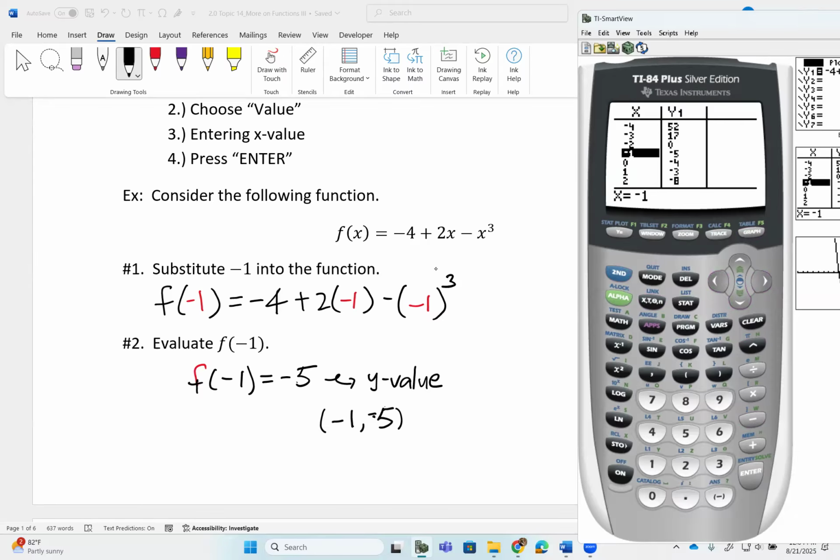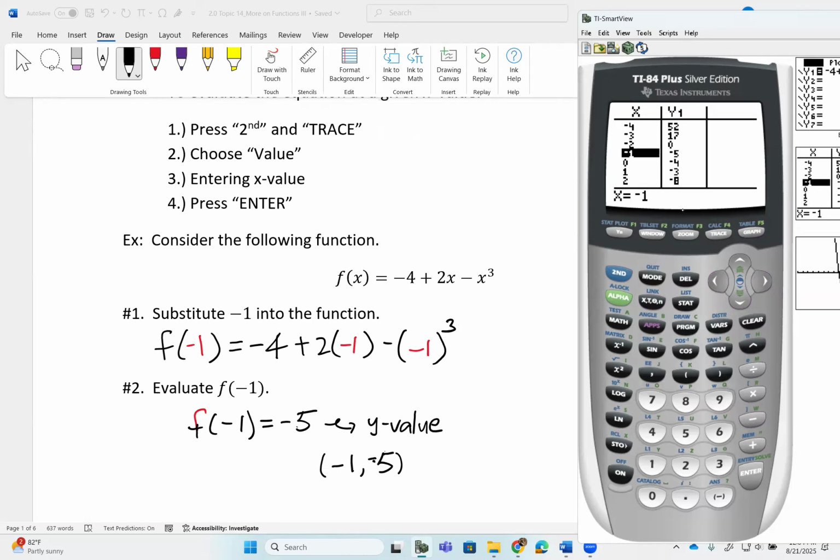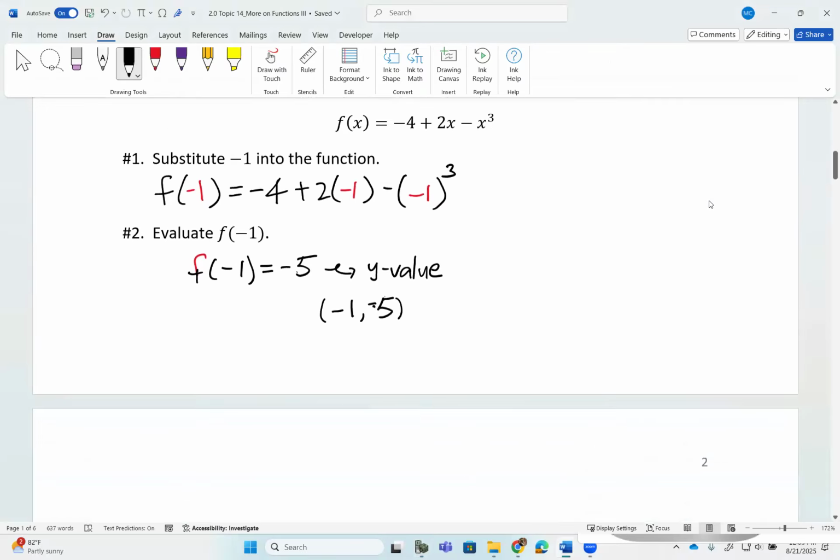Now another technique is using this second calc feature. So I'm going to press graph again. Second calc, that means it's right above the word trace. So second calc, choose number one, value. Here we can input any value of x. It can be a whole number, decimals, fractions. And then it will give me the output. So I'm going to type in -1 for x, press enter, and the y value is -5. All right, let's try another one.